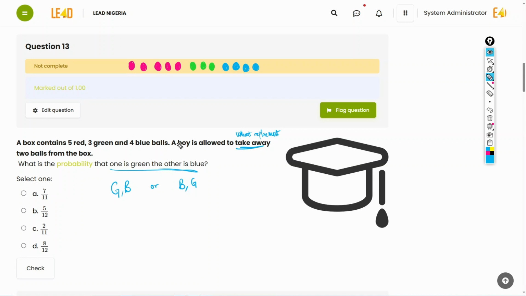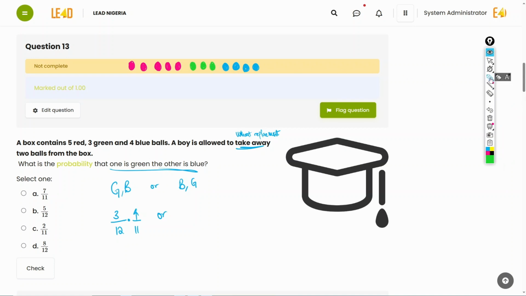Okay, so let's go with the first one. Probability of taking away a green, then a blue. Green would be 3 out of 12, right? Times, now, we've taken away a green. The probability of taking a blue will be 4 out of 11, all right? 4 out of 11, because the blue is 4, but the total number of balls has dropped to 11. So let me put the green ball back before I consider the other possibility.